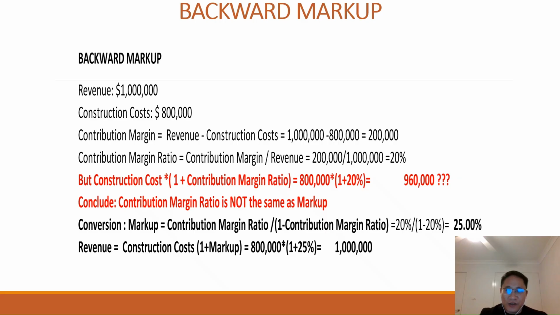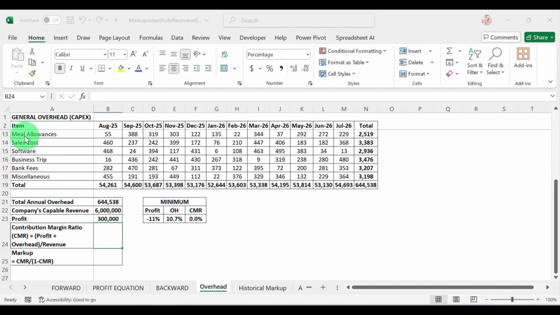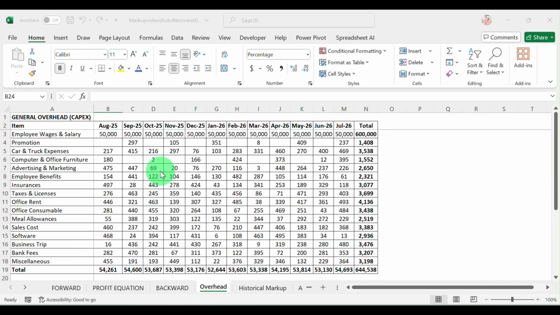We have to do the conversion. Session we have discussed with the finance department, and they provided us a detailed calculation of general overhead or CapEx for 1 year from August 2025 to July 2026. This is our example, it is not the real one, so don't be confused about the actual date.